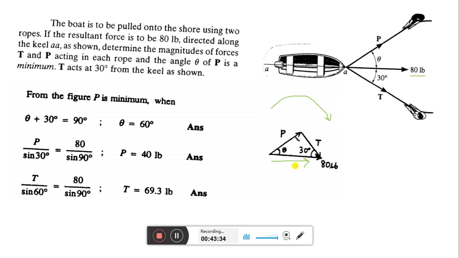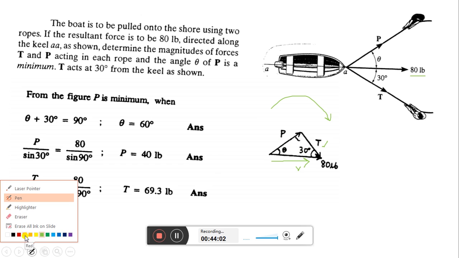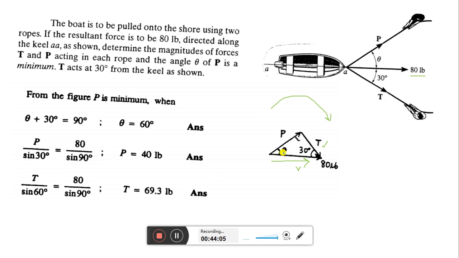Now this is already given and the direction of T is already known. Okay, this is 30 degrees. So if this is 30 degrees, this is also 30 degrees, the angle between 80 Newton and T. Now you need to find out what is the value of theta for the minimum value of P. Okay, now suppose P is not right here. Okay, suppose this can be, sorry.